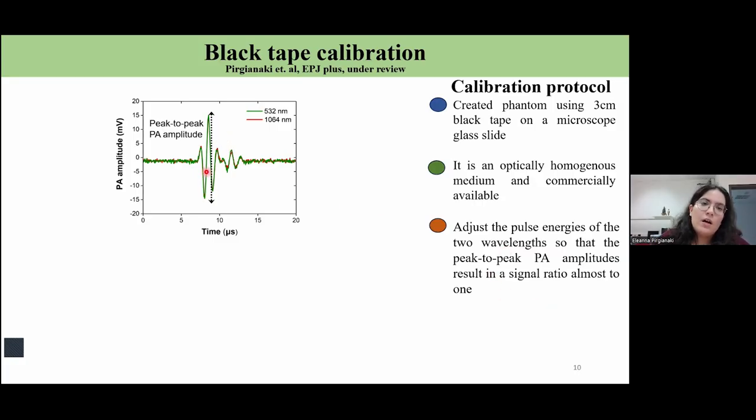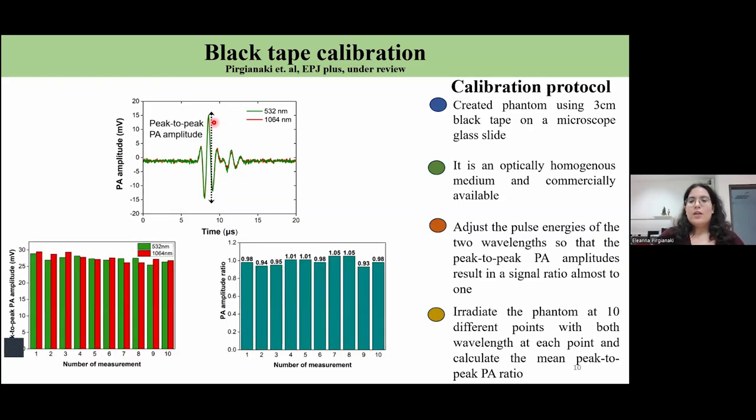As you can see here, we have one waveform for the 532 nanometers laser, the green one, and the red one for the 1064 nanometers. These two have almost similar peak-to-peak amplitudes. This is what we wanted to succeed. Then we irradiated the phantom at 10 different points with both wavelengths at each point and calculated the mean peak-to-peak photoacoustic ratio, and the mean ratio out of these 10 ratios is almost 1.